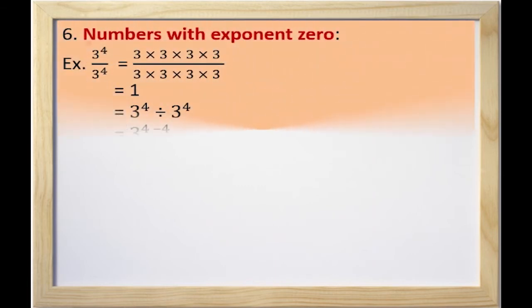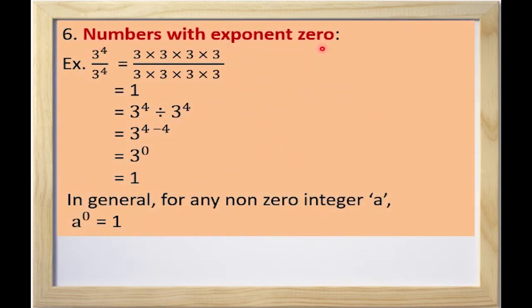Children, the sixth law is numbers with exponent 0. So let us understand by taking an example.